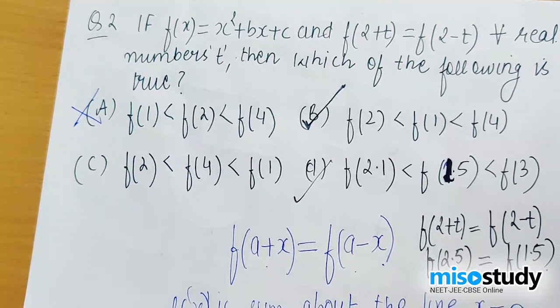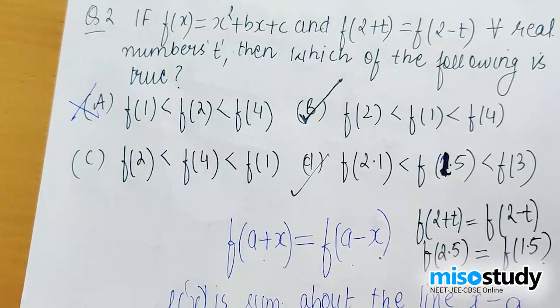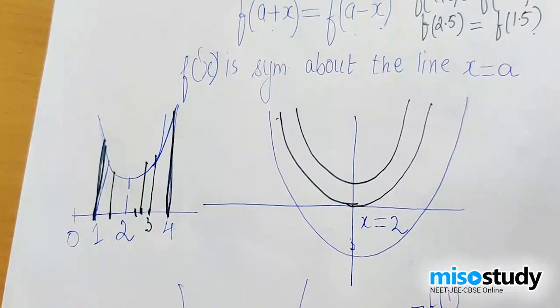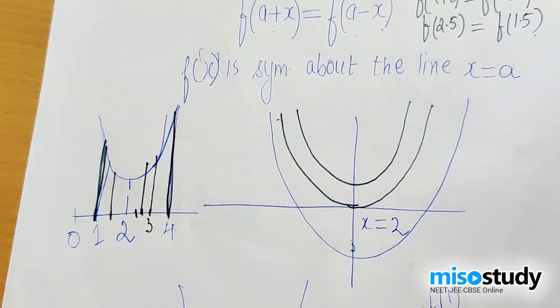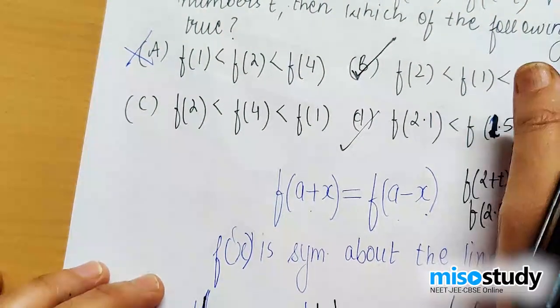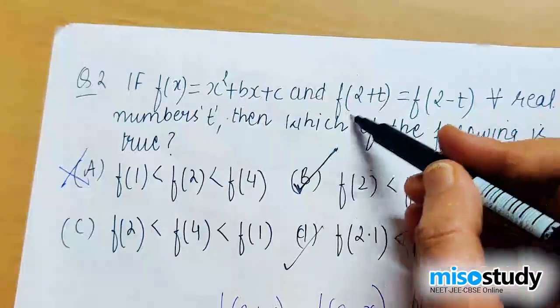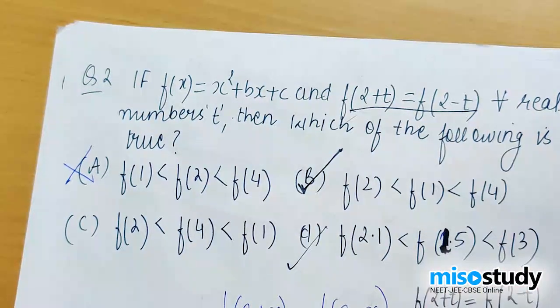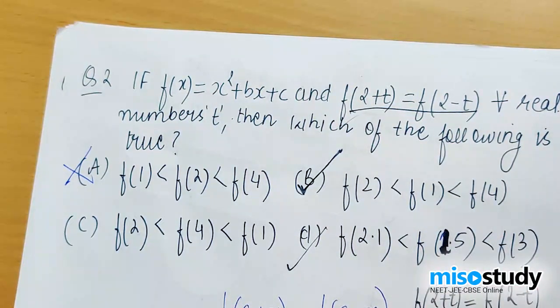This was something about the symmetry and checking graphically which value is greater and which value is less. If there is symmetry, if you are given something like f of 2 minus t is equal to f of 2 plus t for all t, that means for all real values of t this happens. That means if you put different values of t, you will have f of 4 equal to f of 0. If you put t equal to 1, you will have f of 3 equal to f of 1. If you put t equal to 0.5, you will have f of 2.5 equal to f of 1.5.